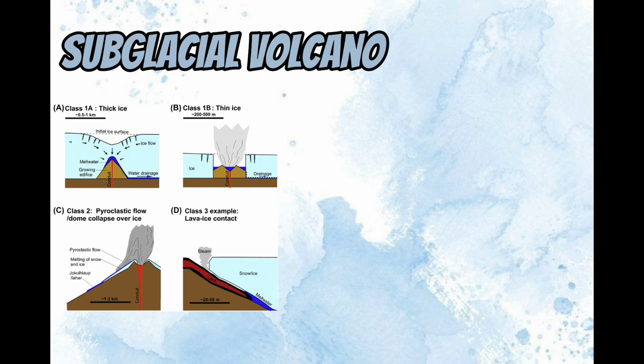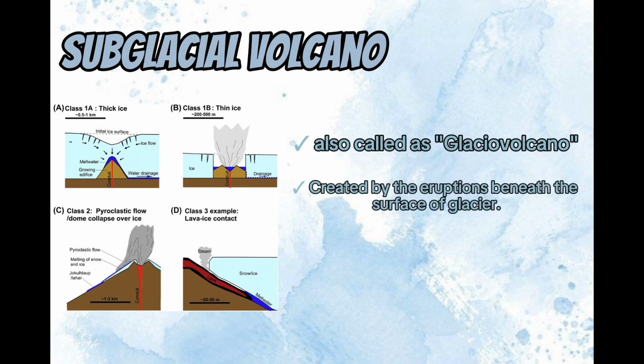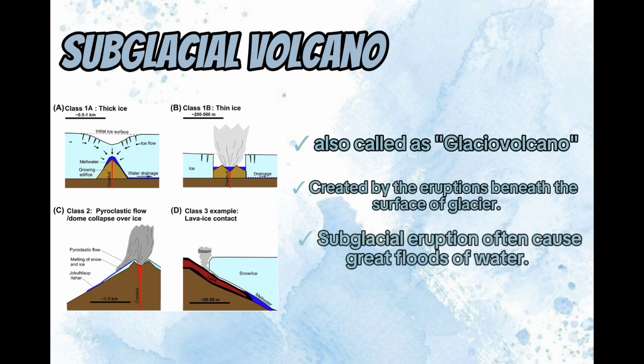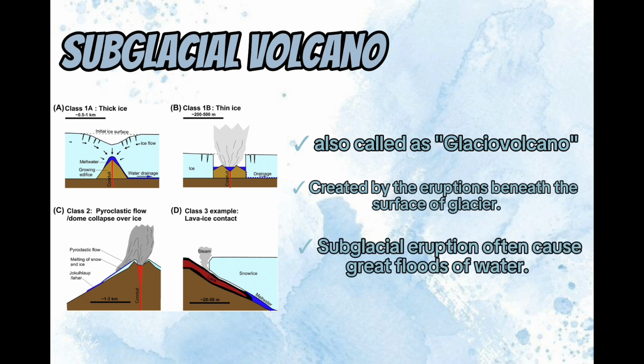The last one is the subglacial volcano, which is also called a glaciovolcano. It is created by eruption beneath the surface of a glacier or ice sheet, which is then melted into a lake by the rising lava that resembles the pillow lava formed by submarine volcanoes. As the lava is ejected upwards, it melts the overlying ice. While the water cools down, the lava flows. Subglacial eruption can cause great floods of water.